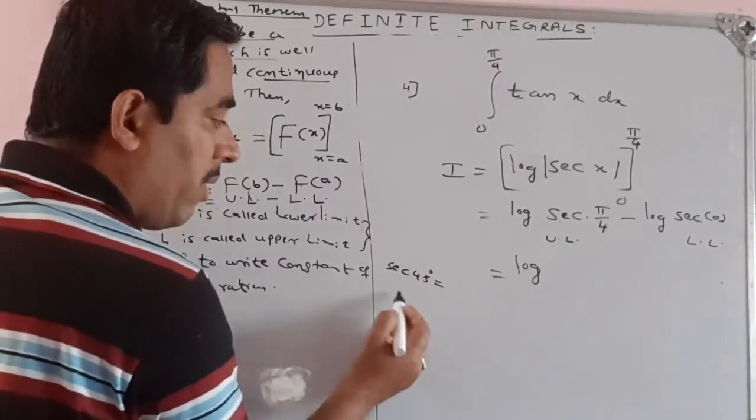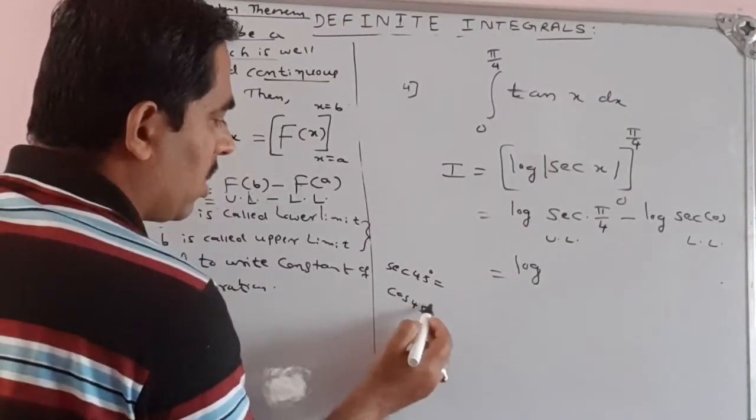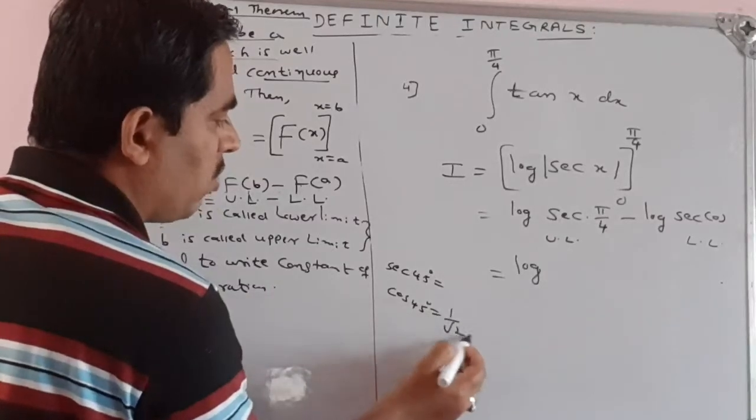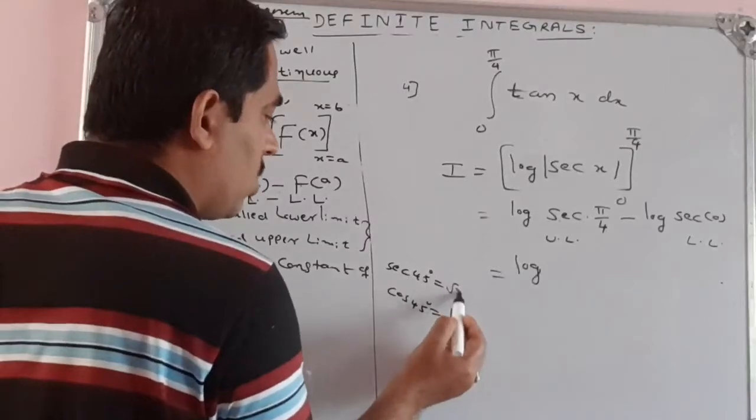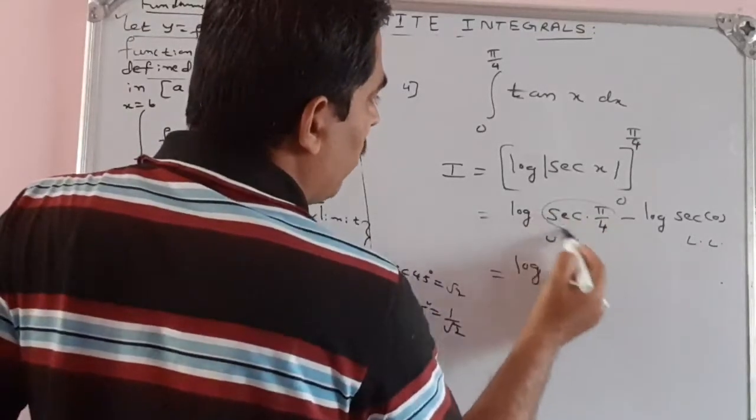There is cos 45. See, the value of cos 45 is what? 1 by root 2. So secant 45 means the reciprocal of this, that is root 2. So the value of secant 45 is root 2.